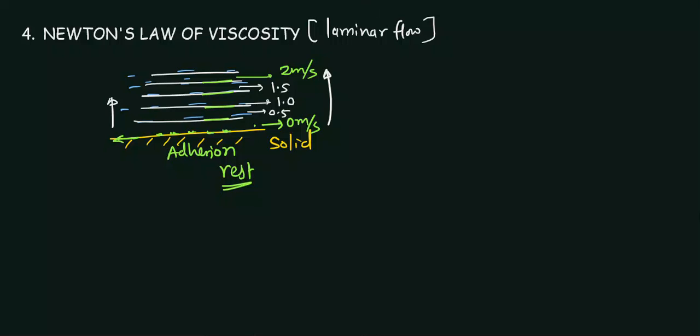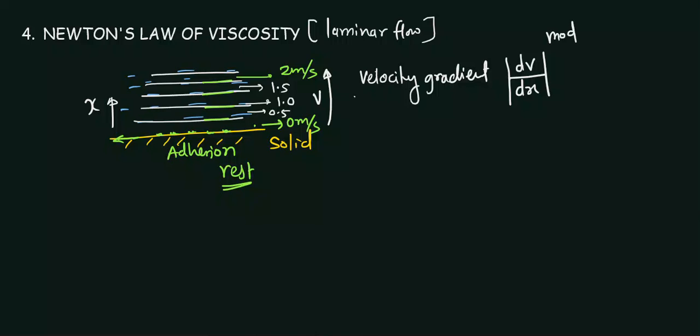So as you go away from the surface, as the distance is increased from the surface, the velocity is changing. Okay, and this is called the velocity gradient. Let's say this is distance x and this is the velocity. For every small change in distance x, there will be a small change in velocity dv, and we put a mod here to show its magnitude only. We are not interested in whether it is increasing or decreasing. Simply we are writing dv by dx, and this is called the velocity gradient.